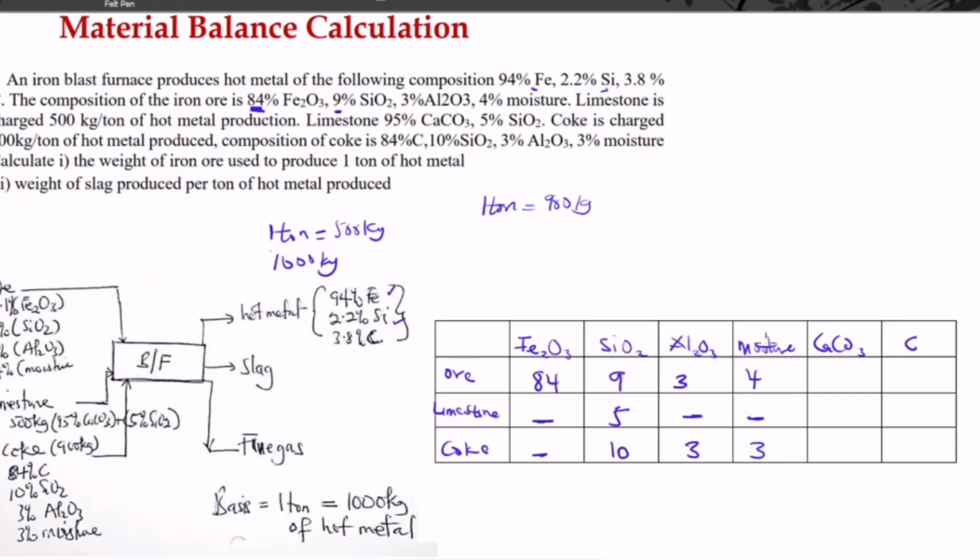For the calcium carbonate, when you check the iron ore, we don't have any calcium carbonate in the iron ore. But we have calcium carbonate in the limestone, which is 90%. And for the coke, calcium carbonate is not in the coke.